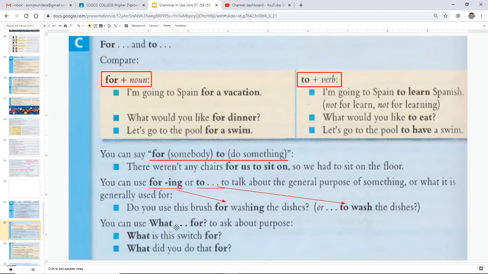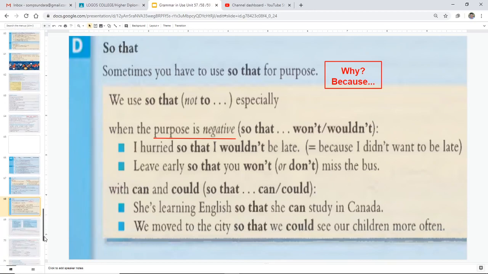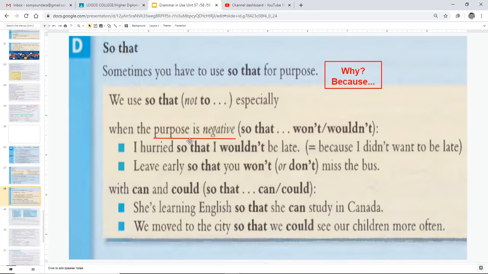You can use what for to ask for purpose. What is this switch for? What did you do that for? What is homework for? To make you a better student? Make you smarter? All right, last one. So that. So that, sometimes we use it for purpose, and it explains why. All right? It tells the listener why. All right? Because.